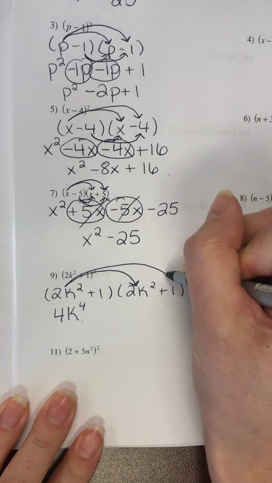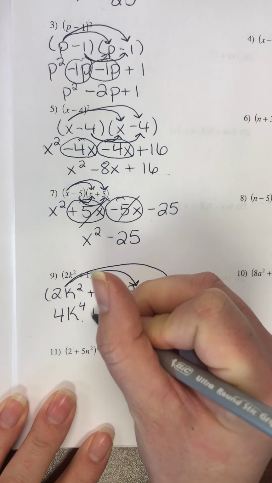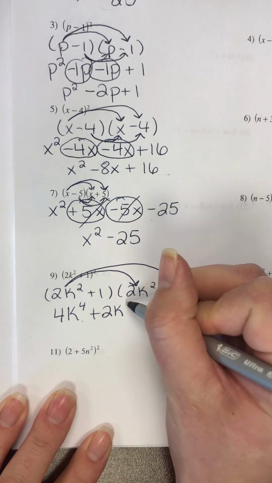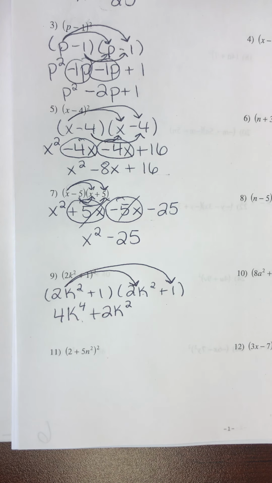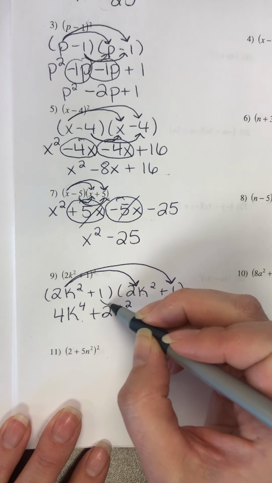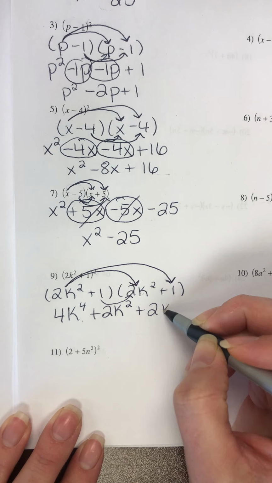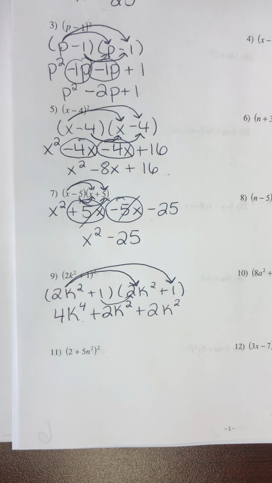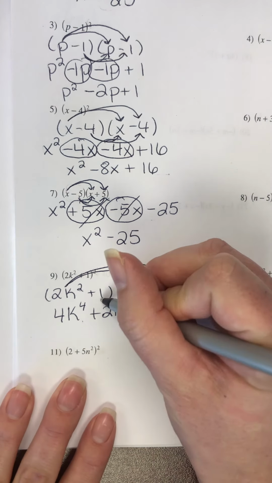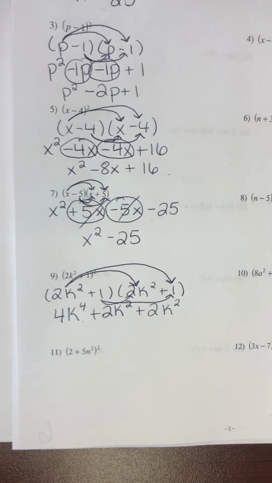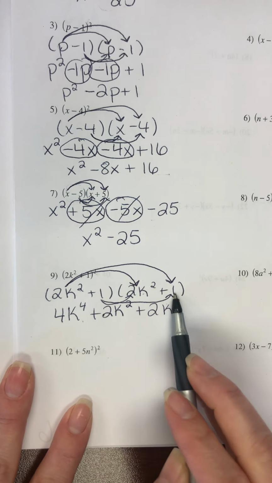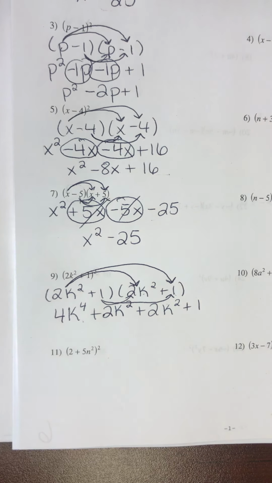Now I'm doing 2k squared times 1. Well, anything times 1 is just itself, so that's 2k squared. I also need to distribute the positive 1. So 1 times 2k squared is again just 2k squared. And then we have 1 times 1. Make sure you're still multiplying. Sometimes people will put a 2 here, but it's 1 times 1, which is just 1.